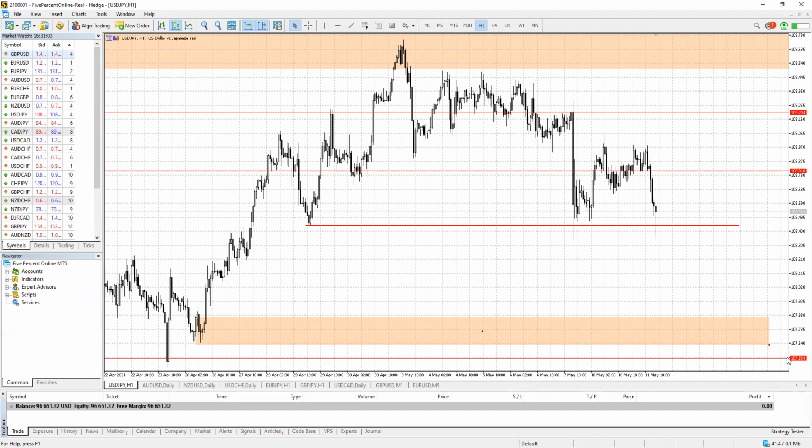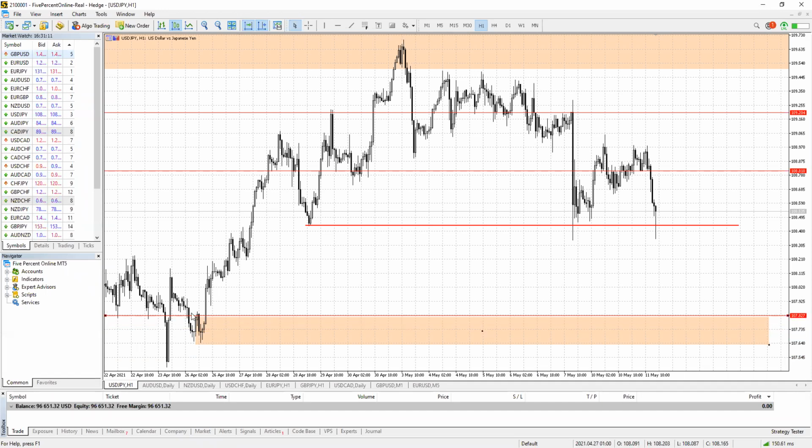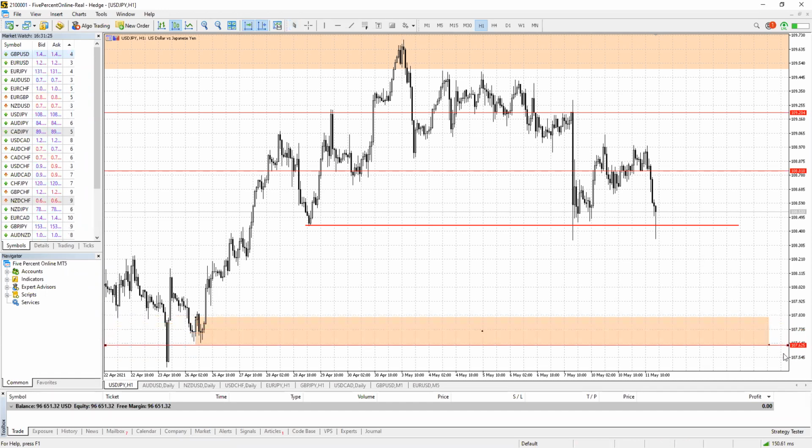So if you want a high probability take profit, you want your take profit before the demand area, before where the buyers will step in. Of course, if you're ready and prepared for some buying and selling, and buying and selling, and you want to hold that, so yes, leave your take profit there.